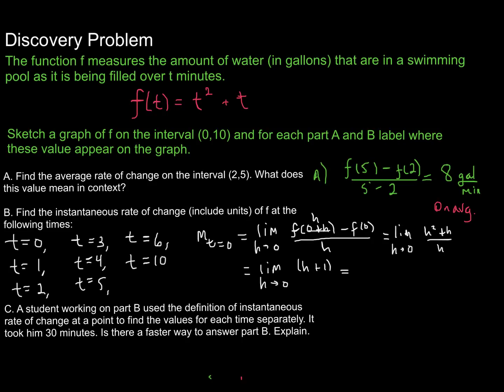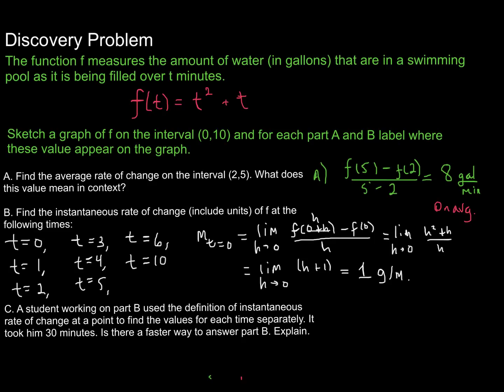And plugging in now a value of 0 for h, I get that the instantaneous rate of change when t is 0 is simply 1. Or in this case, 1 gallon per minute. Okay, great. That was a lot of fun. Hopefully we understood it, right?